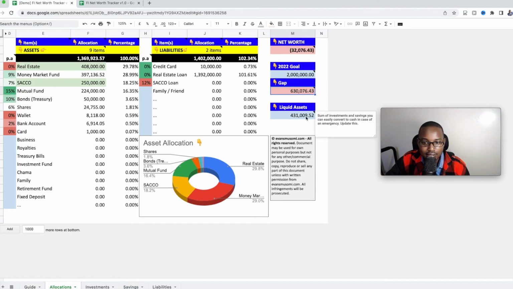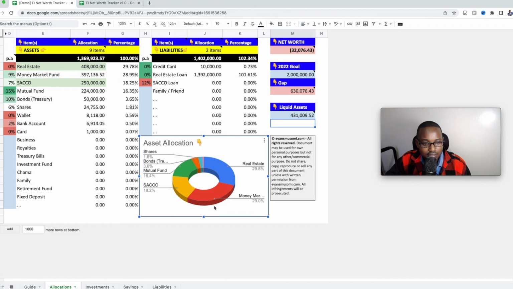And then this last part shows the liquid assets in case of an emergency. What accounts is he able to quickly convert into cash? And let's see what they are. So his money market fund is one that's easy for him to convert to cash. He can quickly sell, hopefully, the shares. He has money in his wallet and money in his card, which he can use. And he also has a bank account, which should be included over here.